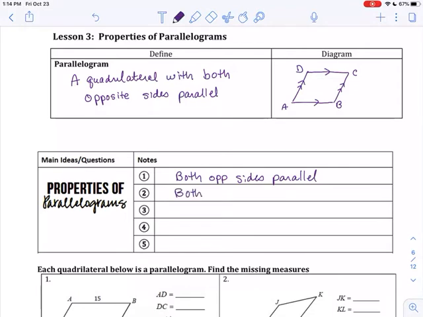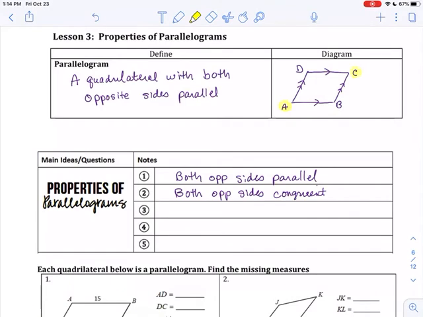So besides being parallel, what looks to be true about the top and the bottom and the left and the right? If you were to take out a ruler and measure them, you would find that they're equal to each other. So both opposite sides are congruent. They're the same length. The top is equal to the bottom, and the left side is equal to the right side.